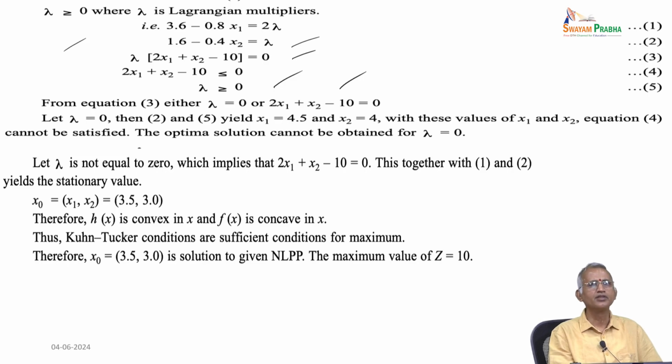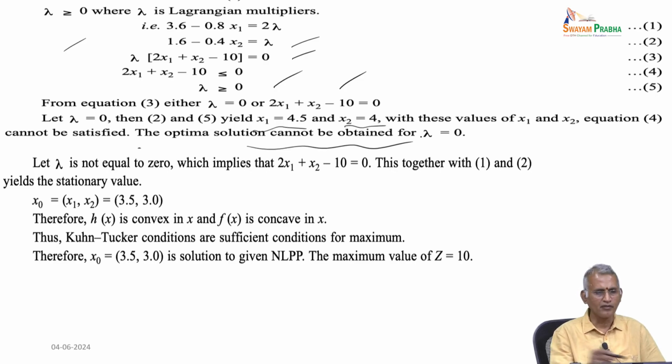If lambda equal to 0, equations 1 and 2 yield x1 value 4.5 and x2 value 4, and these values of x1, x2 do not satisfy equation 4. Therefore, the optimum solution cannot be determined with lambda equal to 0. So, omit lambda equal to 0. If lambda is not equal to 0, then 2 x1 plus x2 minus 10 equal to 0, and together 1 and 2 yield the stationary value.